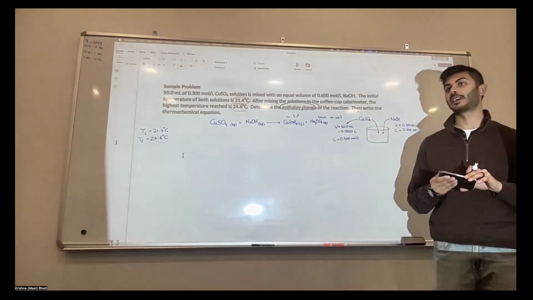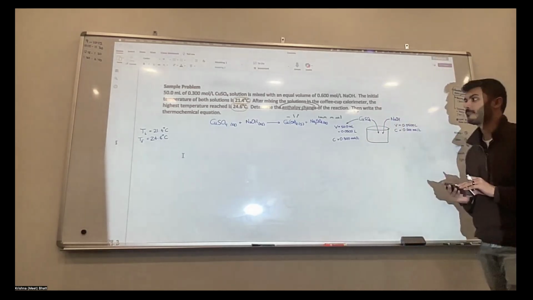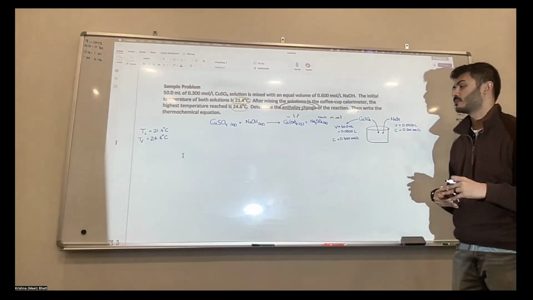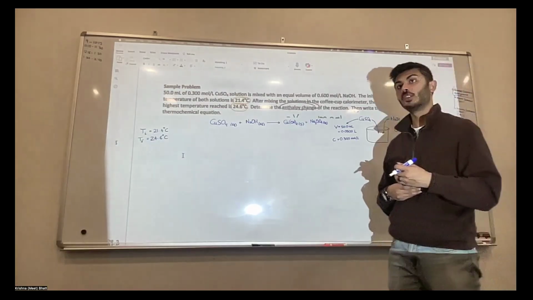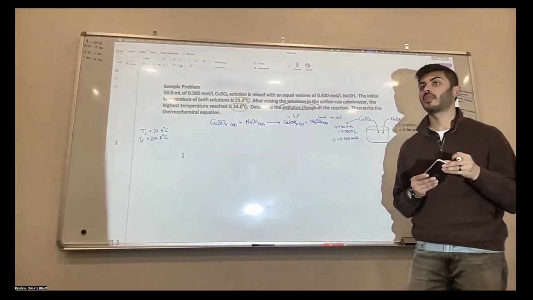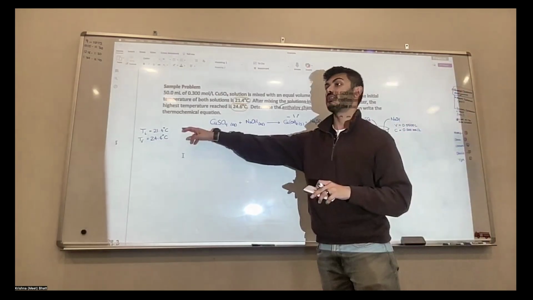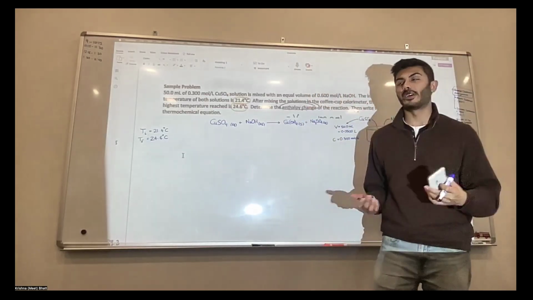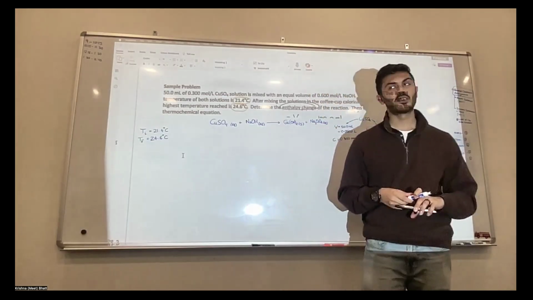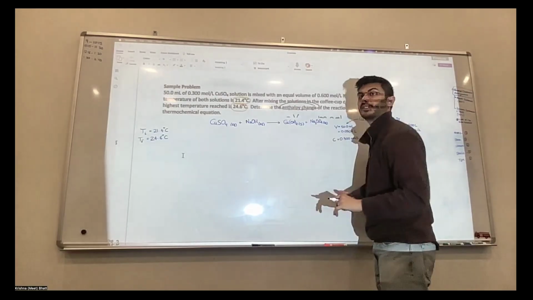What do you think about the type of reaction this is? Endo, exo? This had to be exo. Tell me why? Because the temperature of the surrounding increased. Yes, the temperature of the surrounding is increasing. Where is it getting the heat from? The heat is coming from the reaction itself.